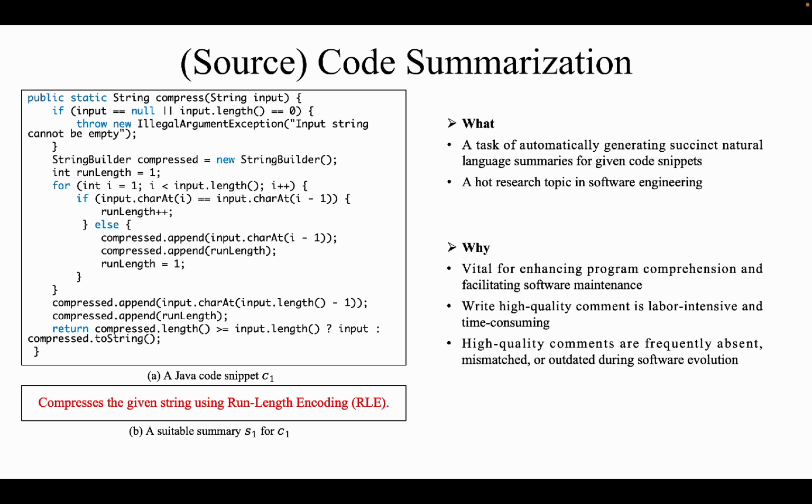Code comments are vital for enhancing program comprehension and facilitating software maintenance, but writing comments is often labor-intensive and time-consuming, so high-quality comments are often absent, mismatched, or outdated during software evolution. Therefore, automatically generating code summaries can improve the comprehensibility and maintainability of software. And that's the background of source code summarization.